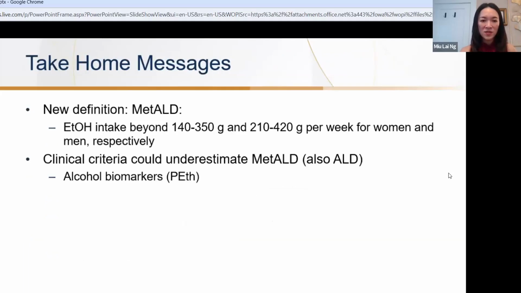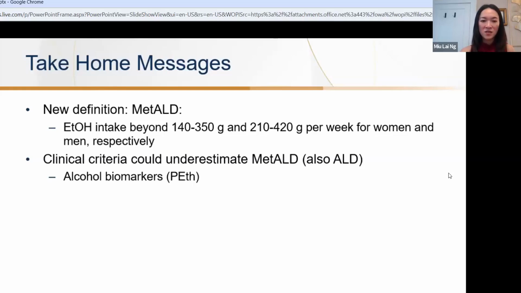So what's the take-home message for today? Alcohol intake beyond 140 grams per week for women. Basically, if you calculate 14 grams of alcohol a day as 1 drink, that is about 10 drinks per week for women and 20 drinks per week for men. Beyond that is the alcohol use that you want to categorize into your liver disease.